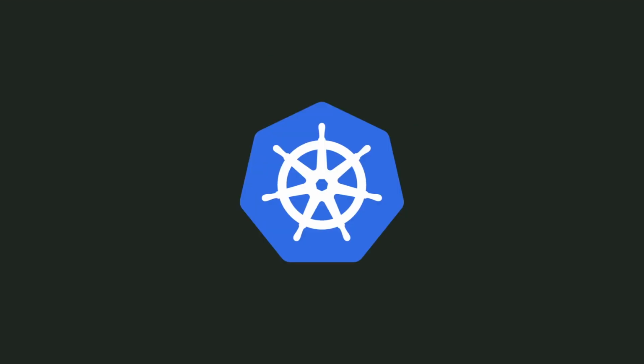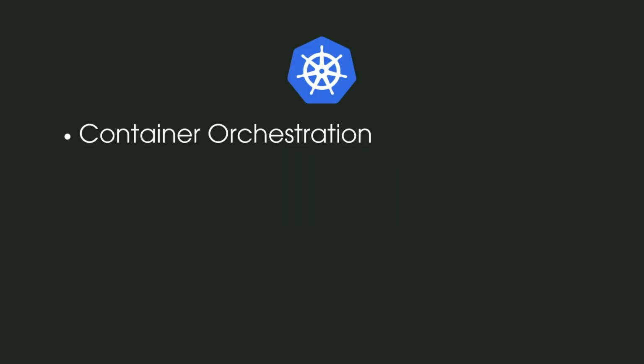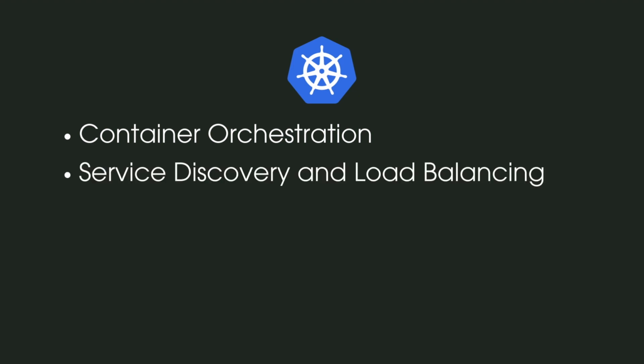Okay, now let's do the same thing for Kubernetes, looking at its top 5 features. Kubernetes is a powerful container orchestration platform that automates the deployment, scaling, and management of containerized applications. It abstracts the underlying infrastructure and provides a consistent API for deploying and managing containers. Kubernetes offers built-in service discovery and load balancing mechanisms. It automatically assigns a stable IP address and DNS name to each service, allowing other services to discover and communicate with them without knowing their exact locations within the cluster.